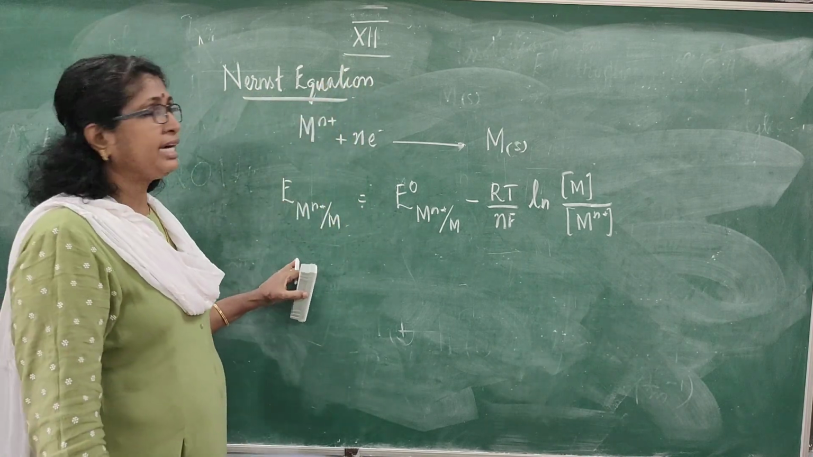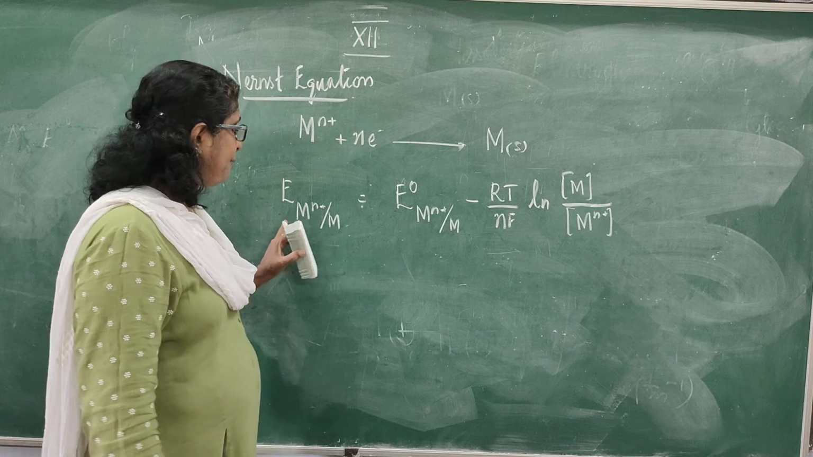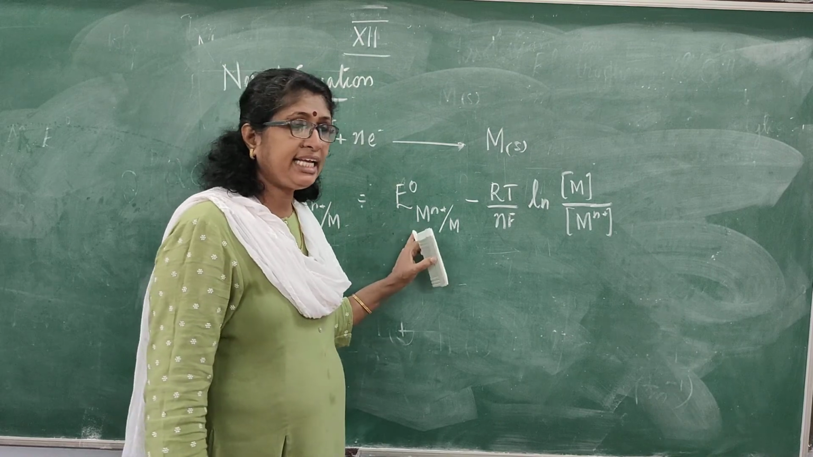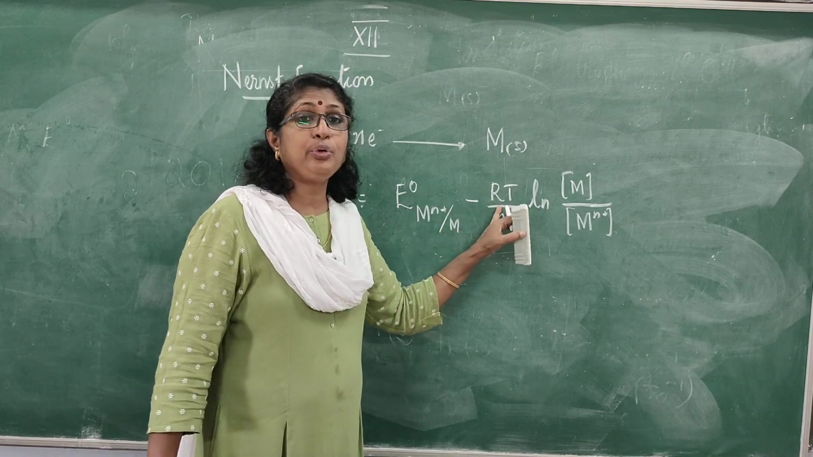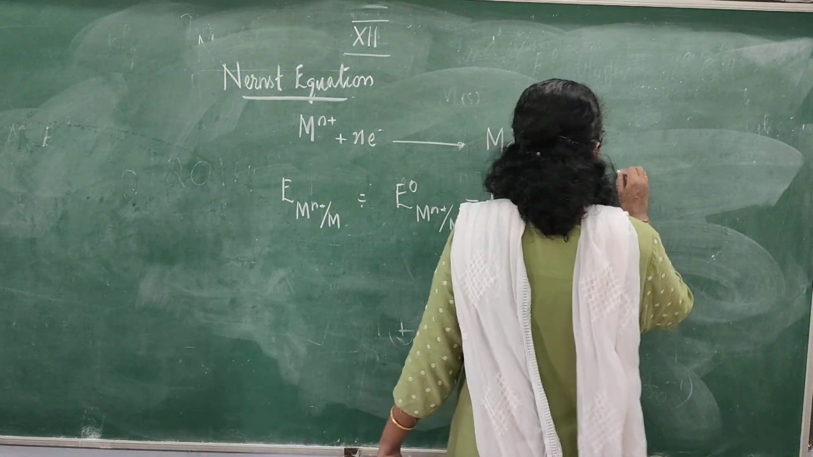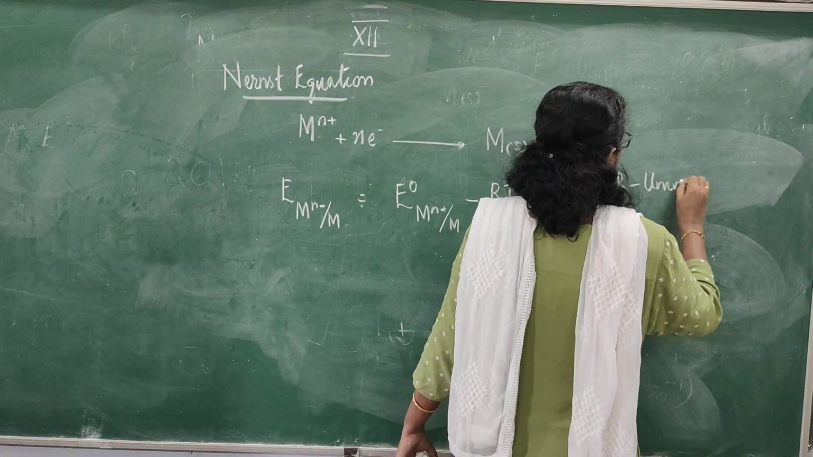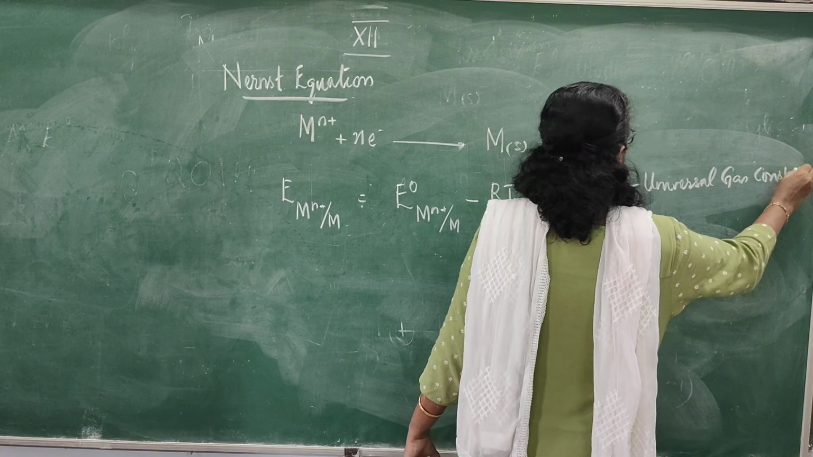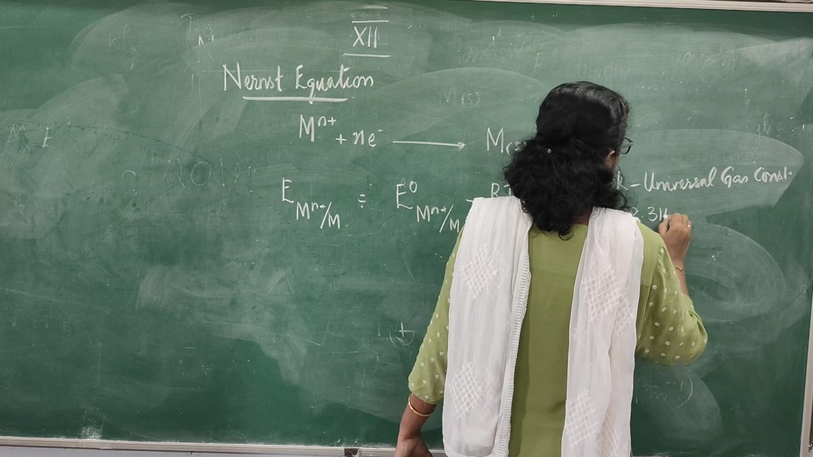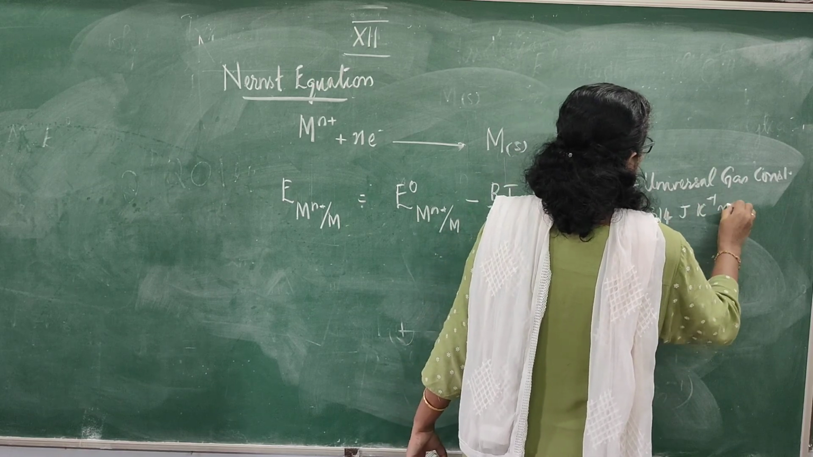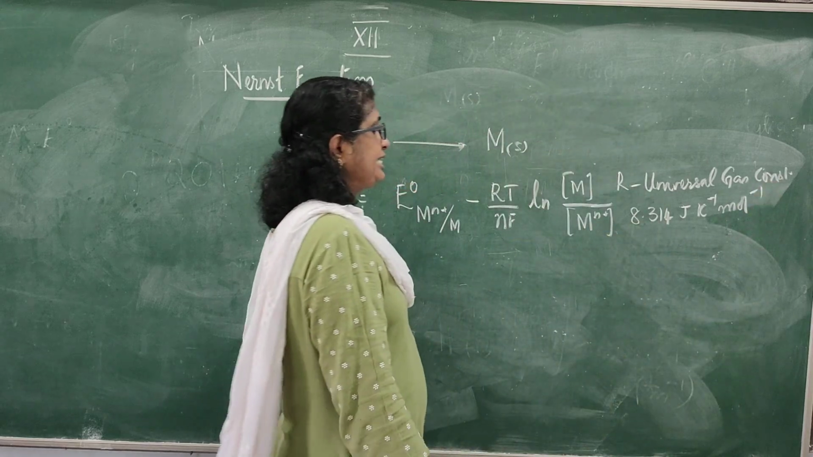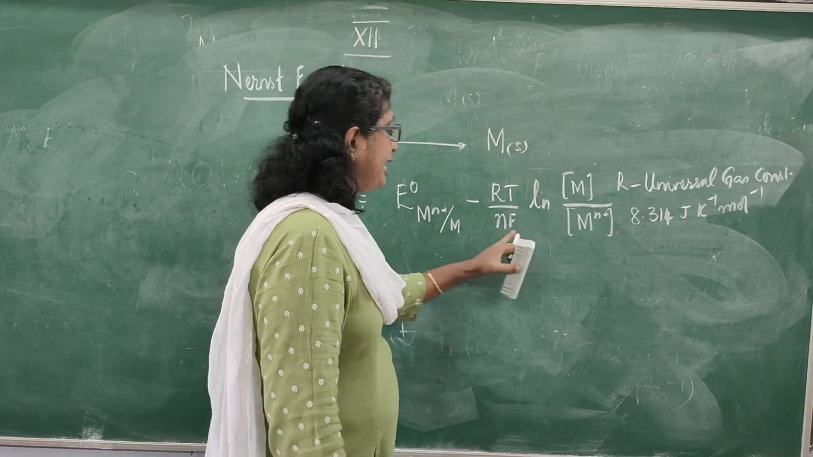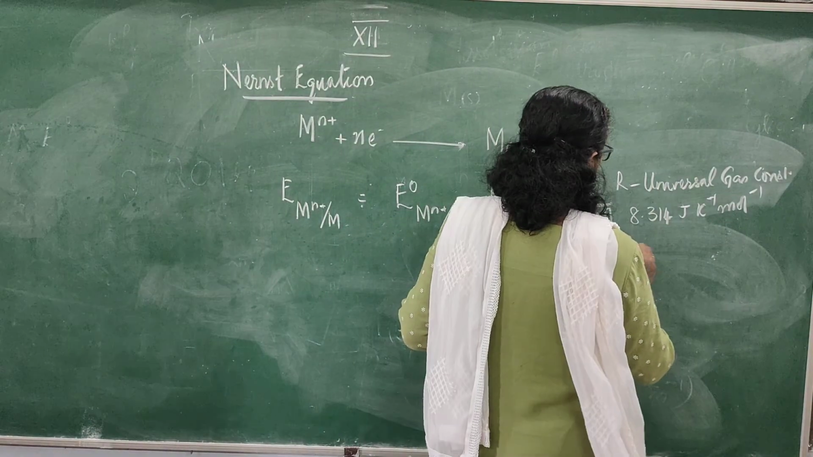So this is for reduction, and the reduction potential of Mn+/M is equal to E naught of Mn+/M, where E naught is the standard electrode potential, R is the universal gas constant. And what is its value? Its value is 8.314 joule per Kelvin per mole. Then T is the temperature in absolute scale, n is the number of electrons accepted, F is Faraday's constant.